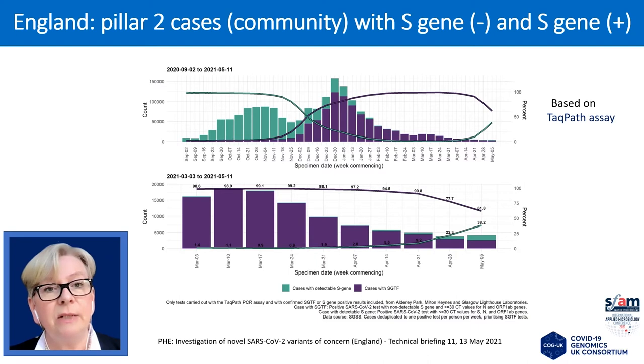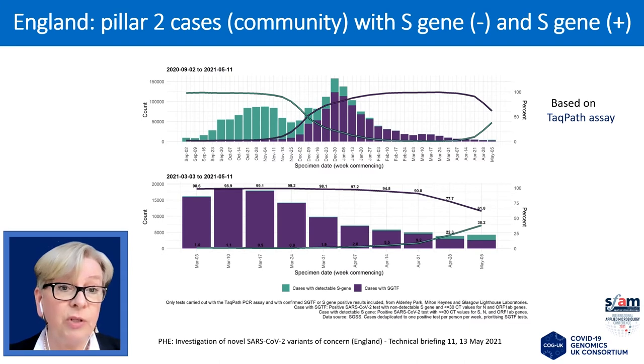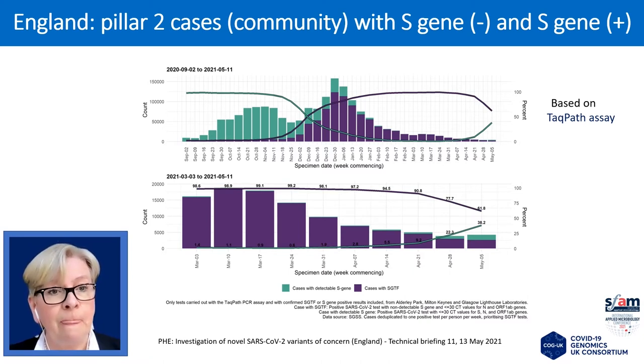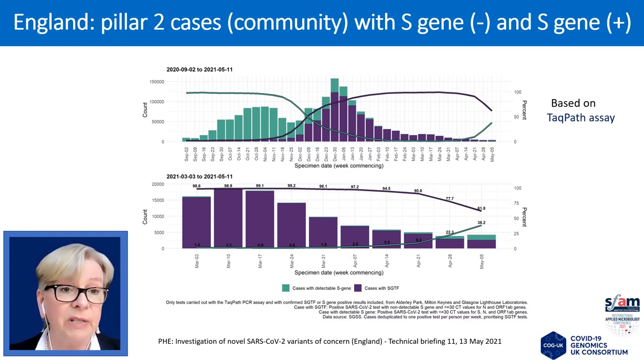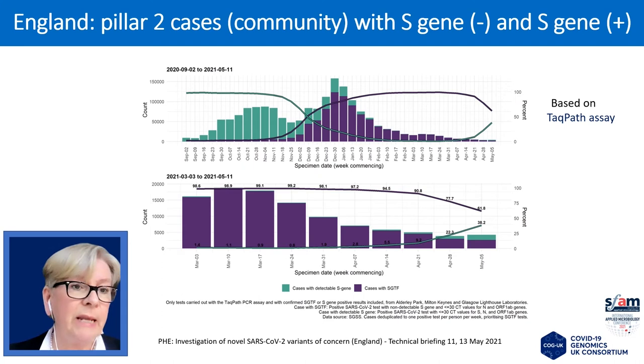Now, I mentioned that B117 has an S gene target failure in the TaqPath assay, which is used in Lighthouse Labs. And the 617.2 version is S gene positive. So what these can be used for is a surrogate, and not a completely accurate surrogate, but a surrogate marker for the transition between 117 and other variants of interest or concern that are largely S gene positive. It's largely at the moment only 117 that is S gene negative. That's not an absolute, but it's a rough approximation. So again, this is from the PHE technical briefing.